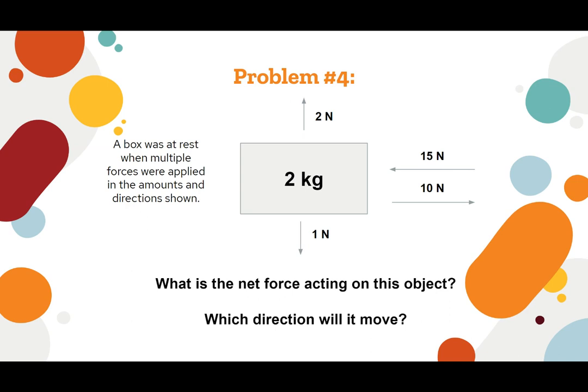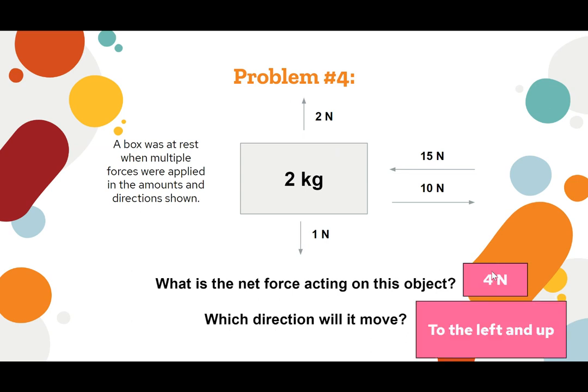So to calculate the net force acting on this object, first focus on the horizontal forces, and then you can deal with the vertical forces. So in the horizontal plane, we have 15 newtons moving to the left and 10 newtons moving to the right. So my net force horizontally is 5, and then vertically, I have 2 newtons moving up and 1 newton moving down. Those are different directions, so I subtract those as well. So that gives me 1 newton moving up, 5 newtons moving to the left, which makes my net force 4, because 5 minus 1 is 4.